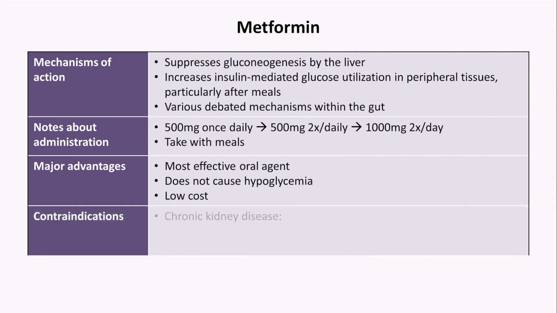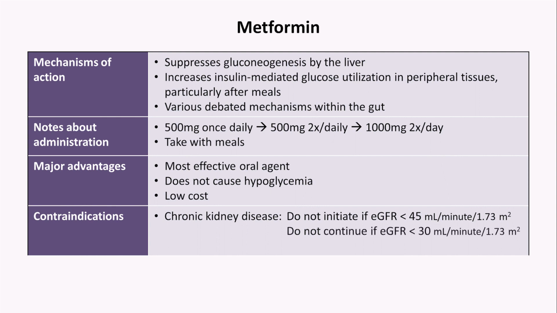Contraindications to metformin include chronic kidney disease. Over the last 10 years, we've somewhat liberalized which patients with kidney disease can receive metformin. Currently, it's recommended to not initiate it if the patient's estimated GFR is less than 45, and to discontinue it in a patient once their GFR drops below 30. Metformin is also contraindicated in severe liver disease.